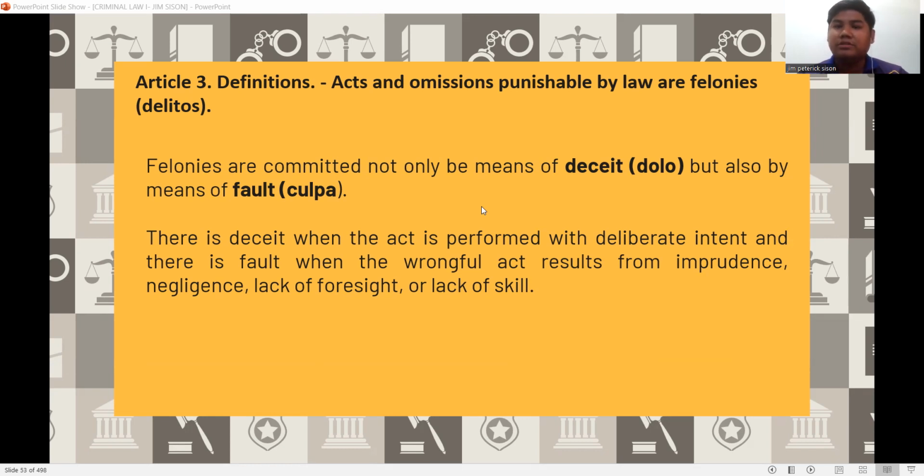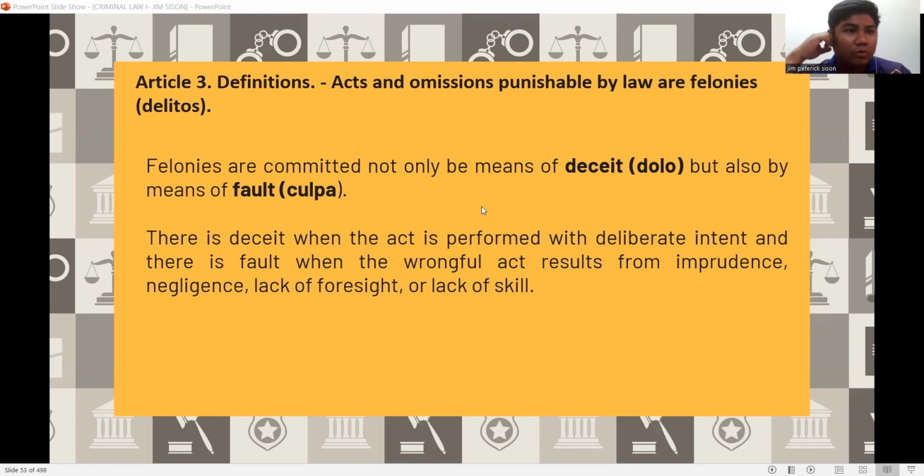Acts or omissions punishable by law. What are acts? Acts are the external body movement tending to produce an effect to the external world. What's an overt act? It is an act that is directly connected with the offense being committed.